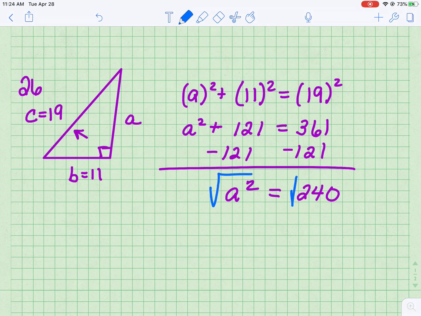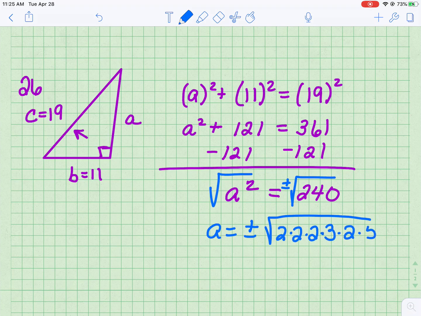And again, that's going to give me a plus minus here. Always when you square root something, you're going to get a plus minus in front of it. I'm going to check and hope that the square root of 240 is perfect. Whoops, square root of 240 is not perfect. I get a decimal. So that means I'm going to have to prime factor because I don't want decimal answers here. So this is going to be 2 times 2 times 2 times 3 times 2 times 5.